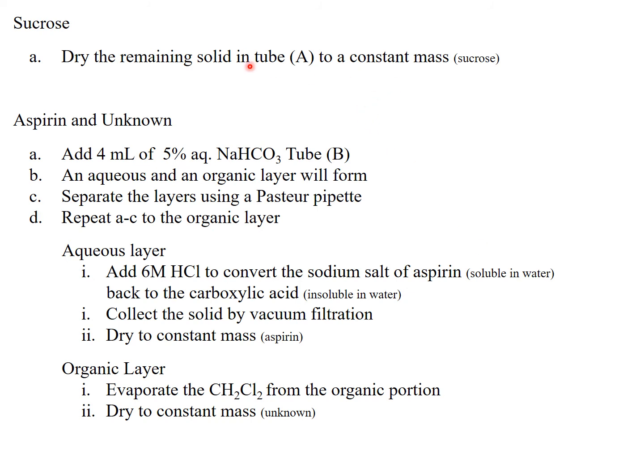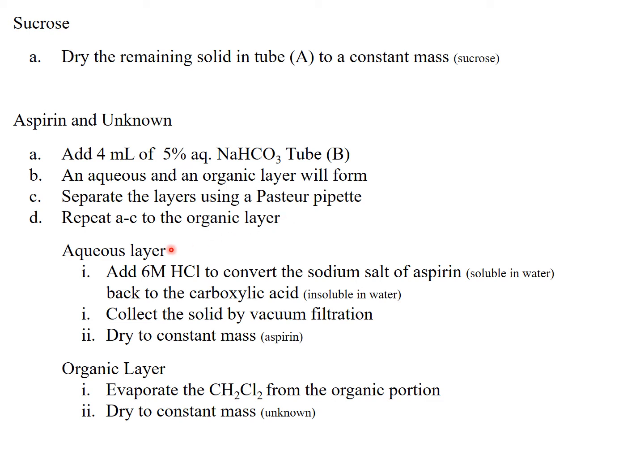For centrifuge tube A, which only contains solid and maybe a little residual methylene chloride, I'm going to put it in an oven and dry it to constant mass and then weigh it. To the methylene chloride layer, I'm now going to extract the aspirin, so I'm going to add 4 milliliters of 5% sodium bicarbonate to tube B. 2 layers will form. I'm going to separate those layers using a Pasteur pipette, pulling off the aqueous layer, pulling off the methylene chloride layer, and then I'm going to repeat that one more time. I'm going to do it twice to try to make sure I get all of the aspirin out of there.